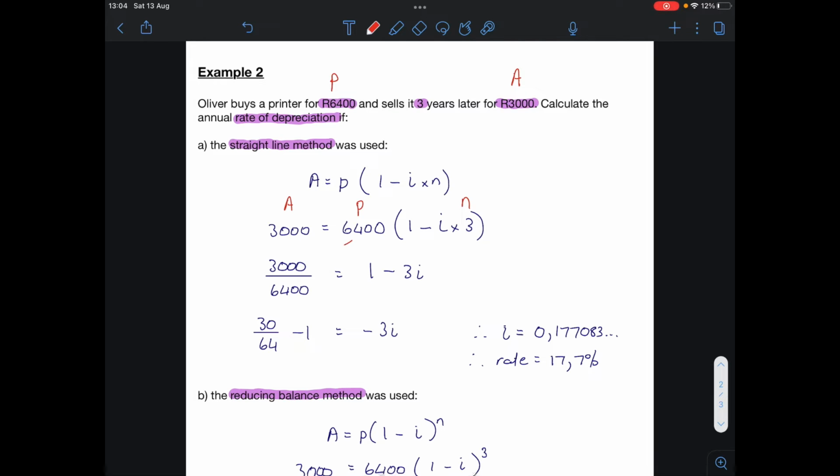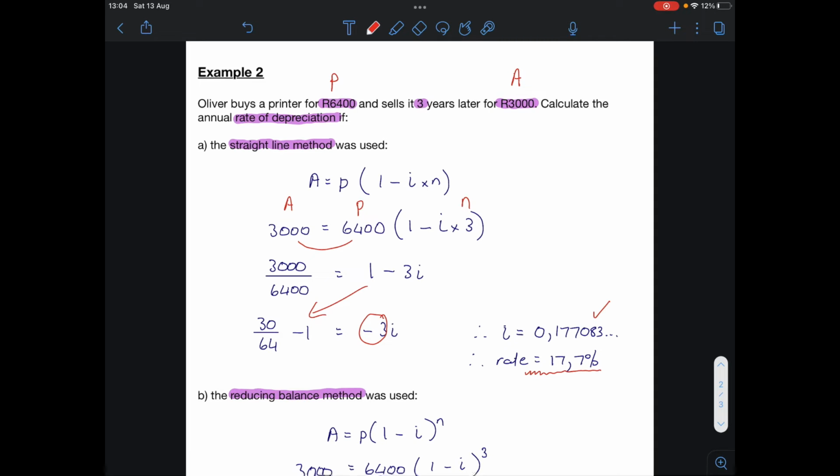So remember, we divide by the 6,400, we subtract the 1, and then in the end you would divide by -3, and we would get an interest rate of 0.177083. And don't forget, because we want it as a percentage, we times it by 100 to get 17.7%.